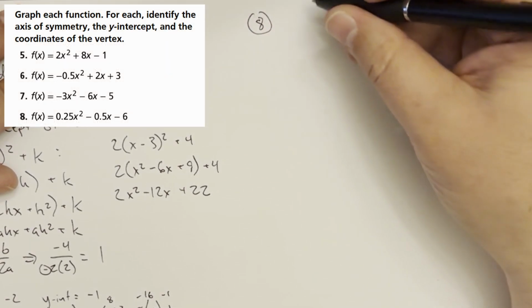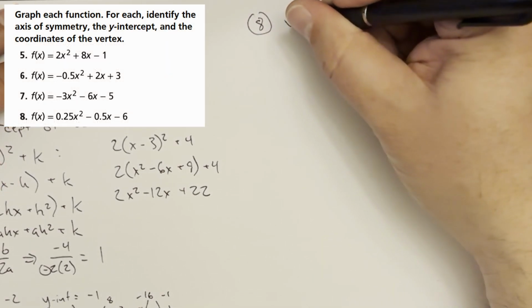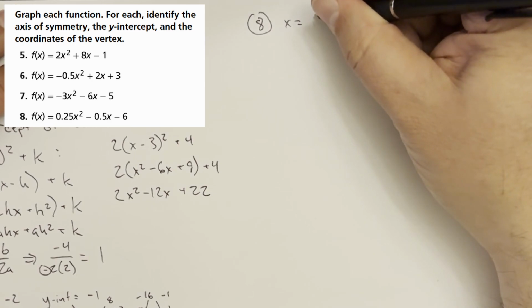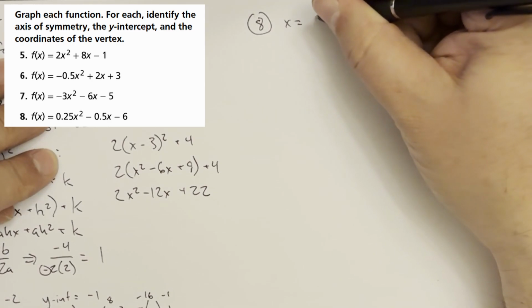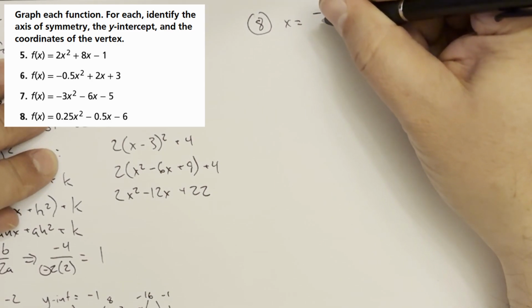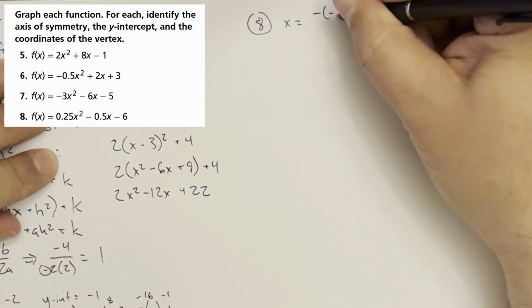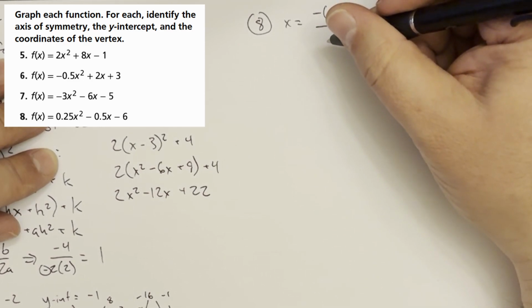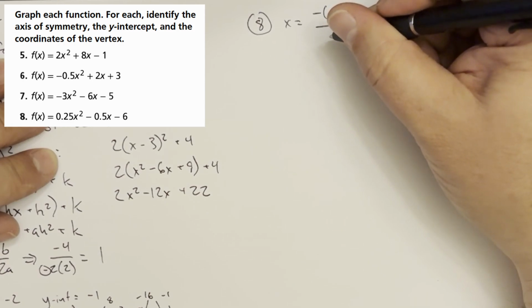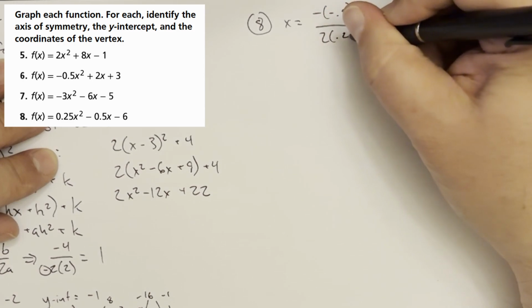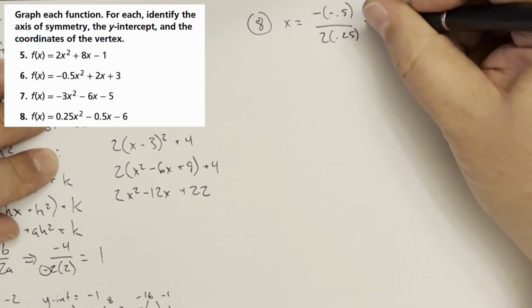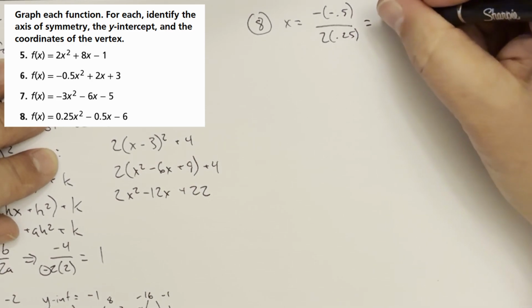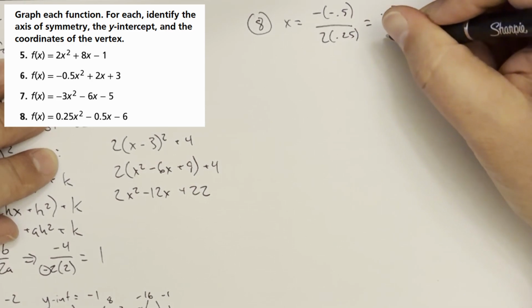Still working through these. Sorry I shifted that off page, but you can pause and go back and look at it. Axis of symmetry, again, negative b over 2a. So negative negative 0.5, that's actually positive 0.5, over 2 times 0.25. So we get 0.5 over 0.5, which is 1.